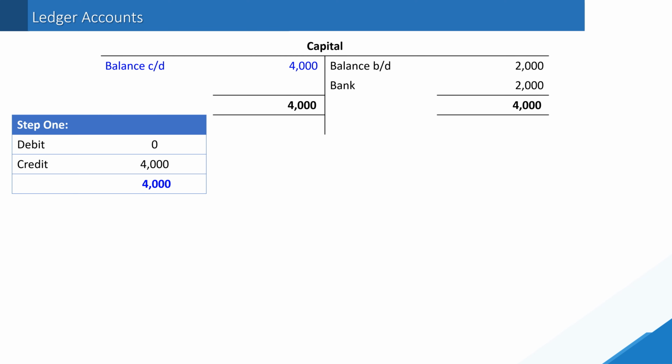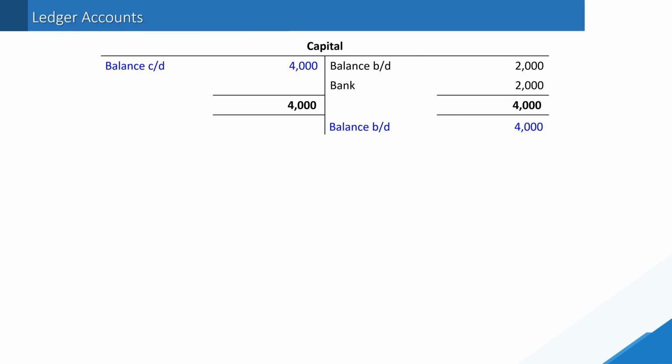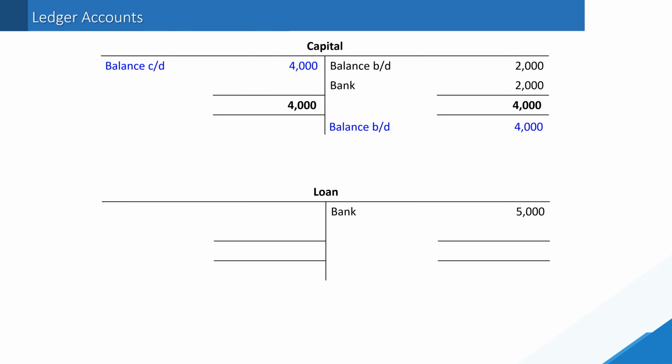And the final step is to insert the balance brought down of £4,000 on the opposite side of the account to the balance carried down. Again, for the loan account, we add up the debit and credit balances. We find the difference. That difference is placed on the smallest side of the account. We insert 2 totals and we show the balance brought down at the start of the next period.